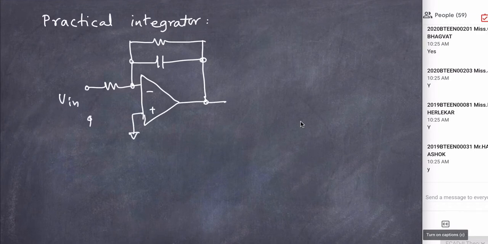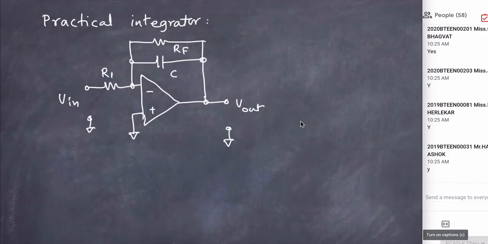Vin, then Vout, C, RF, R1. So this is a practical integrator. Practical integrator. Okay. Now what is its effect?